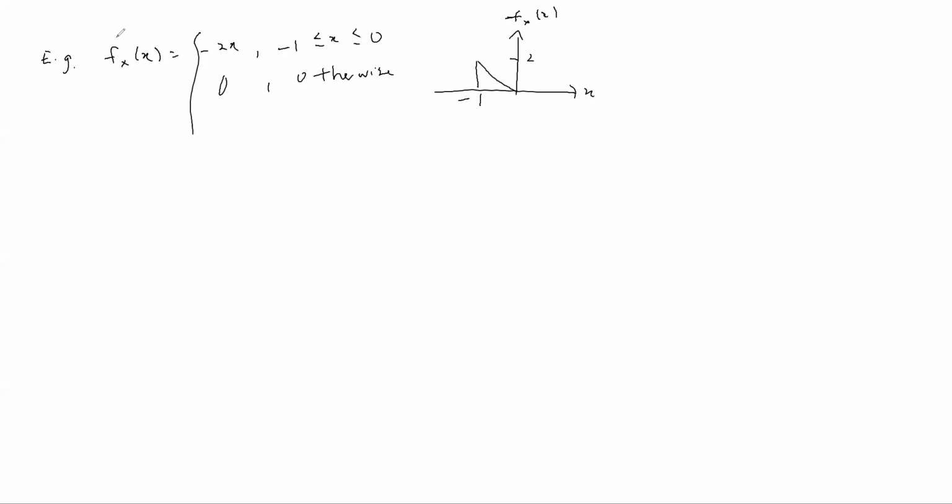So it's a valid PDF because if you look at the area under the curve, it's just equal to half times 1 times 2, which is equal to 1. The total area here is equal to 1. So sometimes you don't need to rush into doing it. It's up to you what to do.